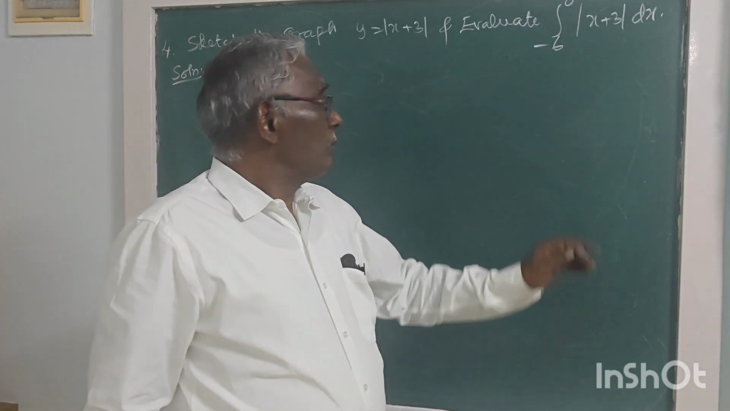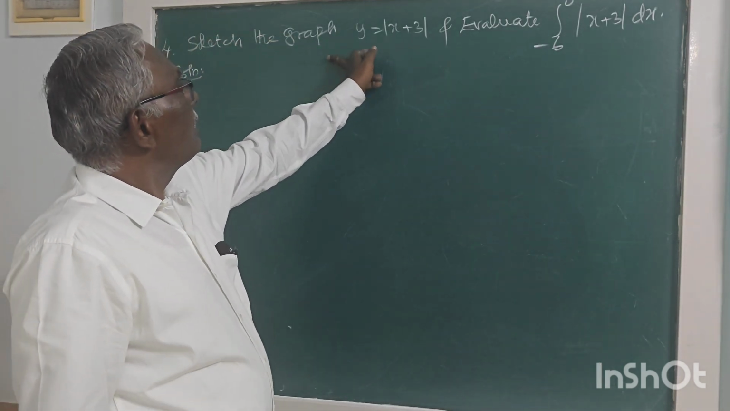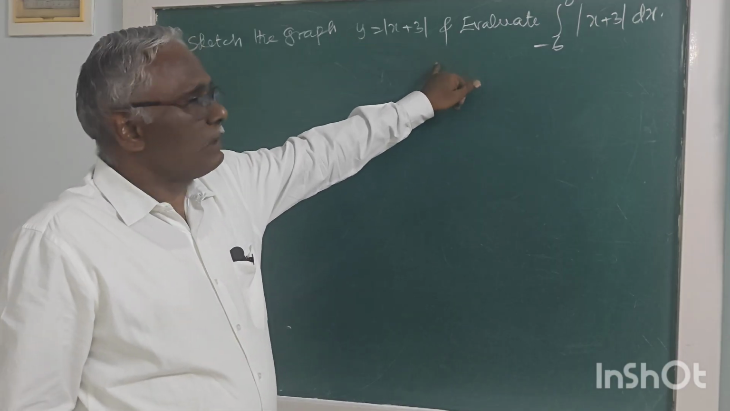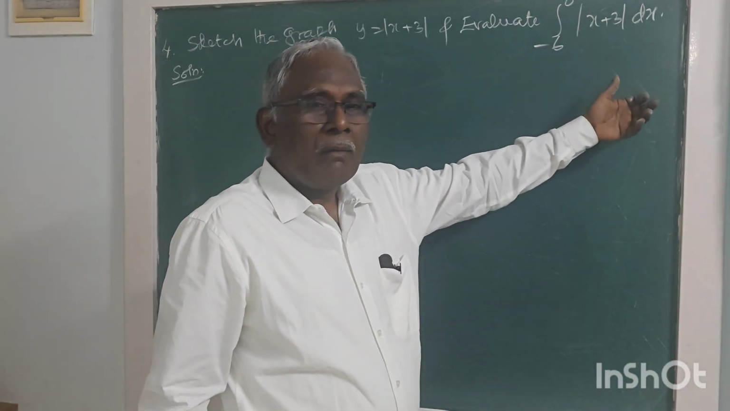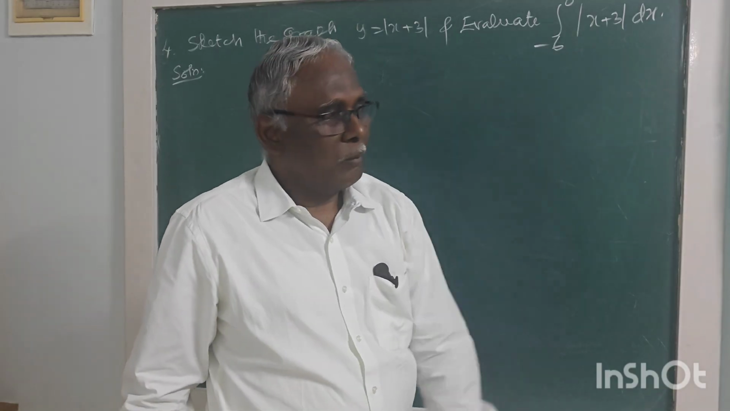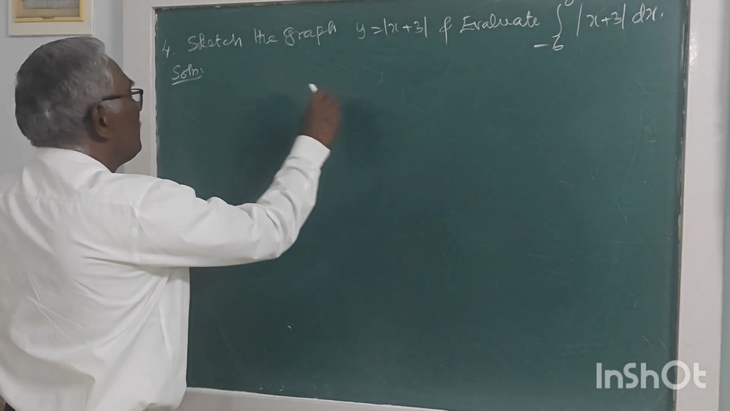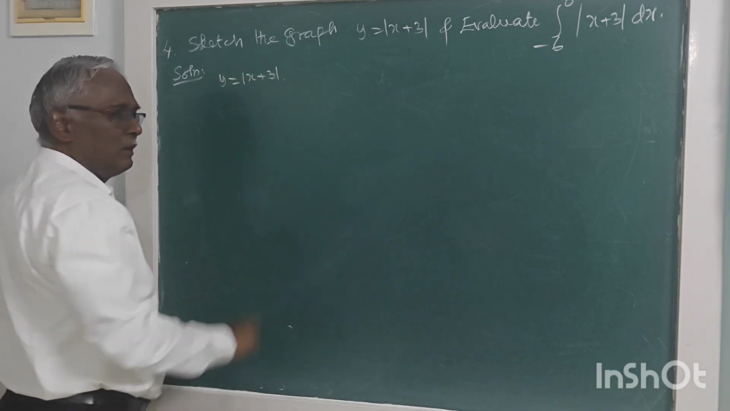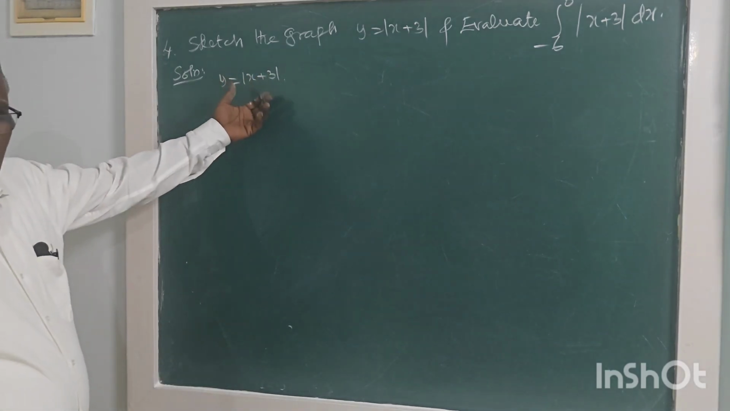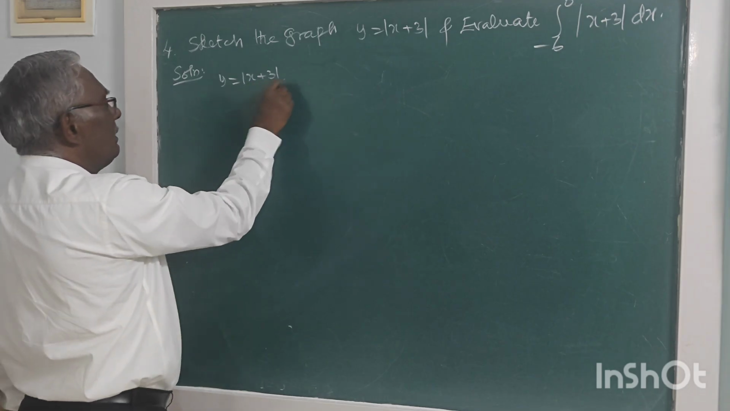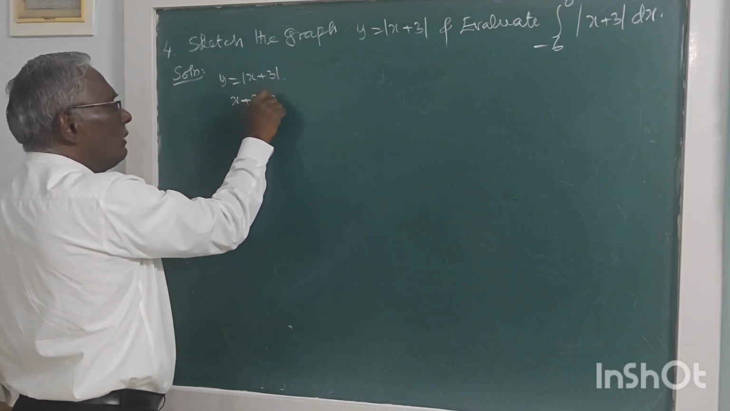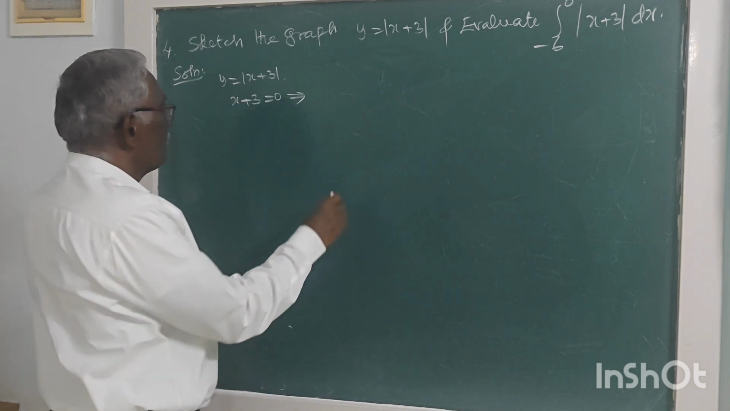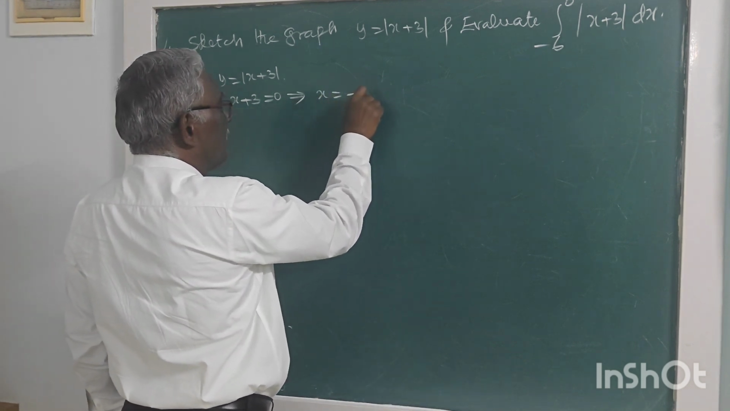So in this problem we have to sketch the graph of the equation y is equal to modulus of x plus 3, and hence we have to evaluate this definite integral. So y is equal to modulus of x plus 3. Now we have to remove the modulus. Equate x plus 3 to 0. x plus 3 is equal to 0 gives x is equal to minus 3.